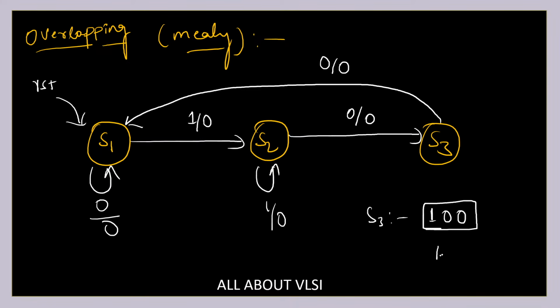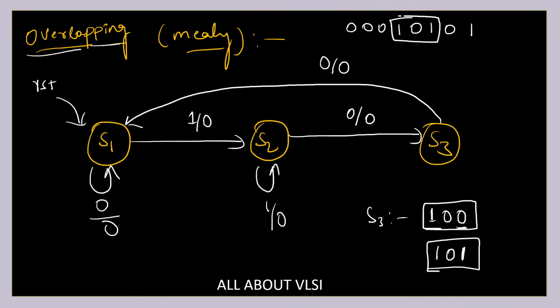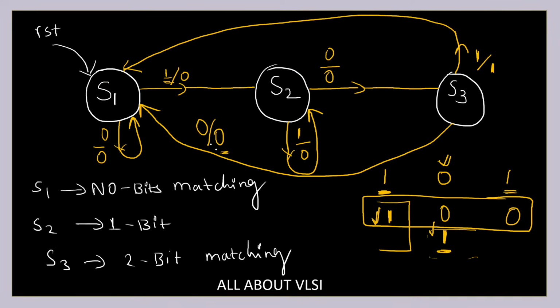But let's say that instead of 0, you got 1. Then your sequence has been detected, correct? But it's overlapping. In the case of overlapping, if this is your input sequence, you can detect the 101 and you can use this 1 for forming one more sequence. So that's the reason I'm going to the S2 state. If my input is equal to 1, output will become 1. This is the case of my overlapping, and this is the differentiating thing between overlapping and non-overlapping.